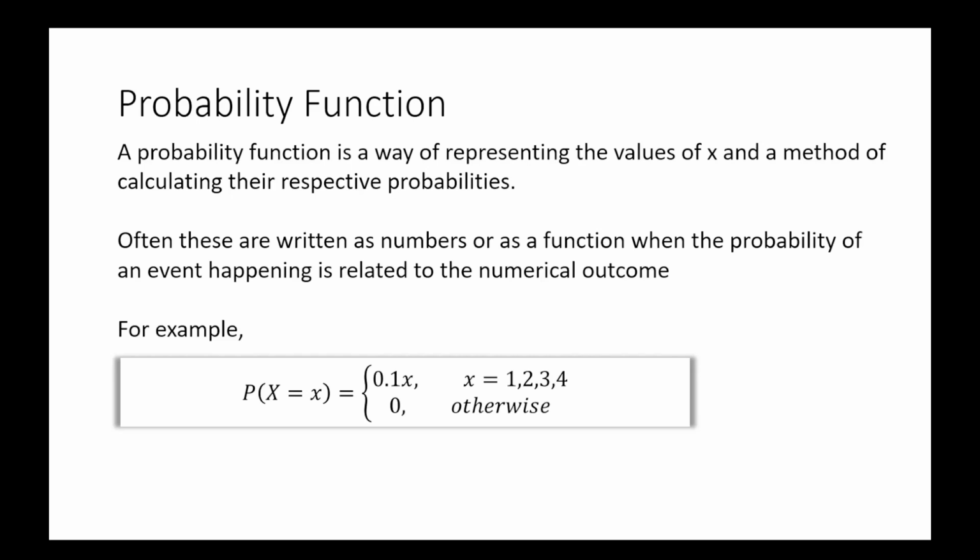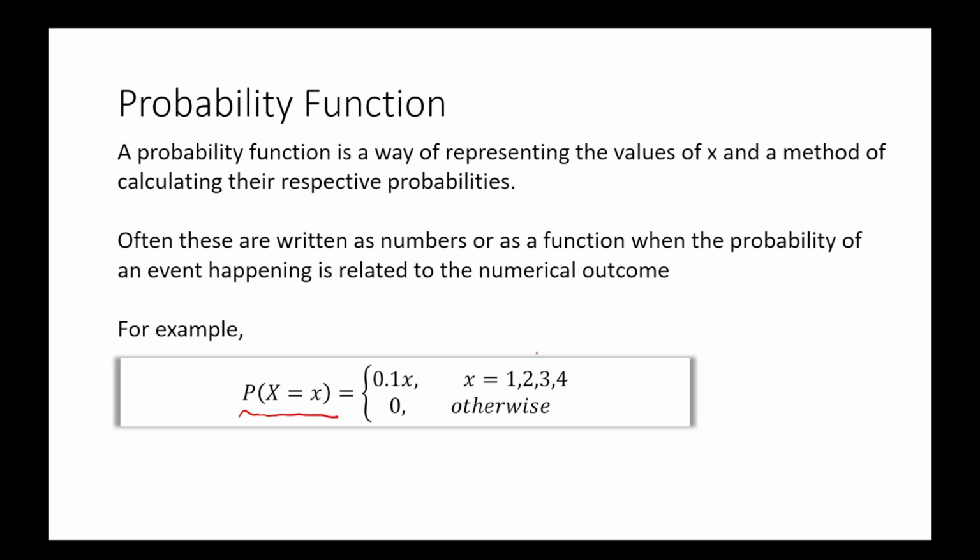So now let's have a look at what a probability function is. Now, a probability function is a way of representing the values of X and a method of calculating their respective probabilities. Now, often this is written as numbers or as a function where the probability of an event happening is related to the numerical outcome. So this is an example of a probability function. So here we've got what the actual probability equals. So we're trying to find the probability of X equals x.